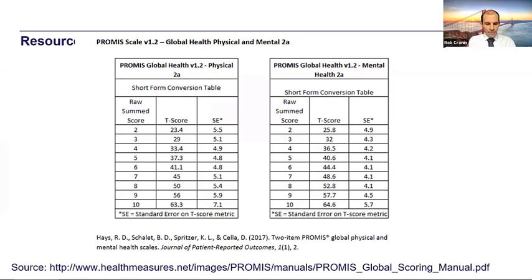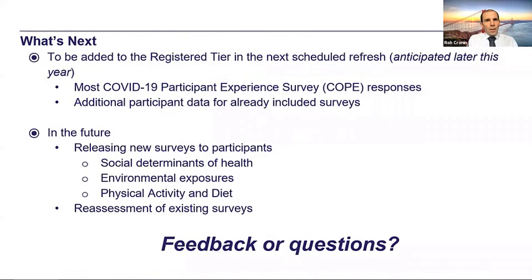If we can go to the next slide. So what's next? There's a lot of description of one data type and the things that are available, but we're working on a whole bunch of other things with the next scheduled refresh, which again should happen later this year. A lot of the COPE responses will be available. Again, some things may be modified based on privacy concerns, but we're going to make a lot of things available from the COPE surveys. And then, of course, there'll be additional participants' data.